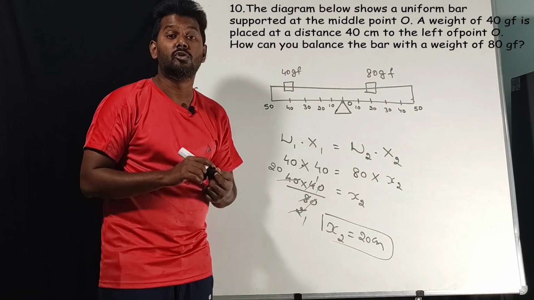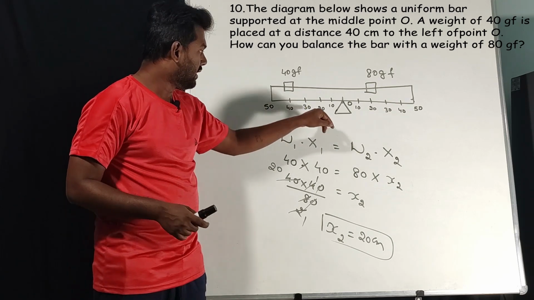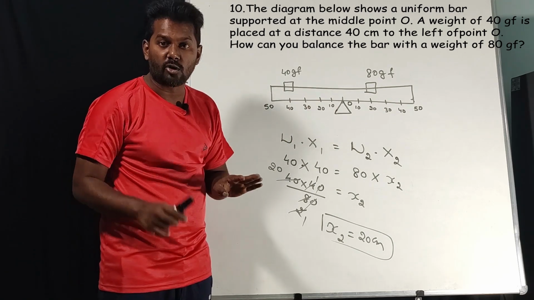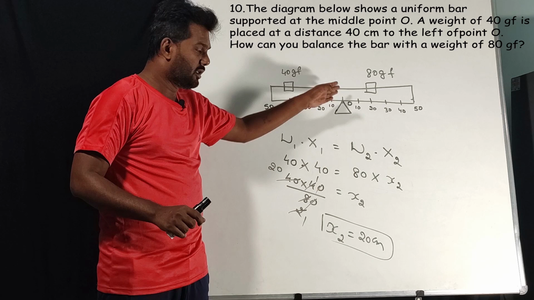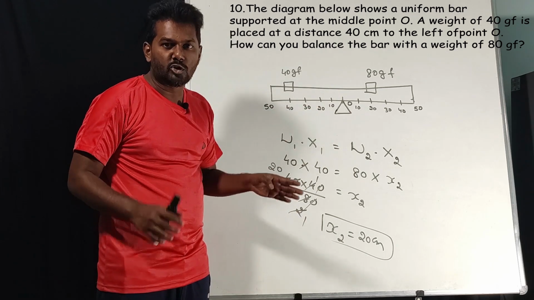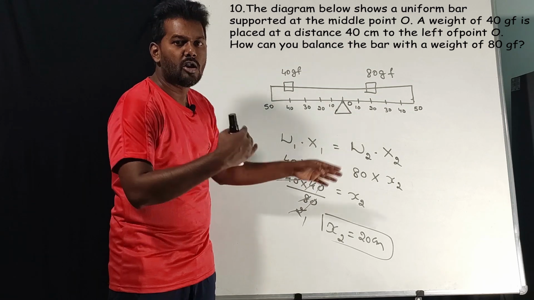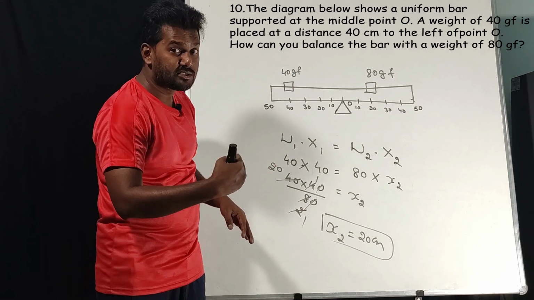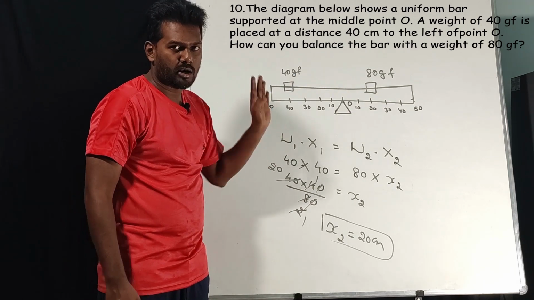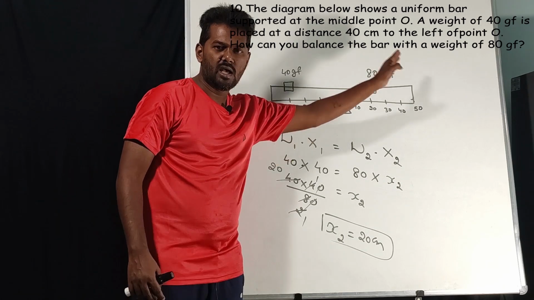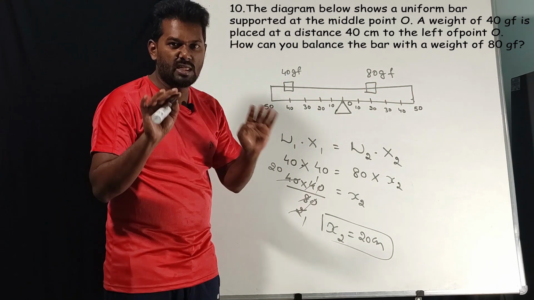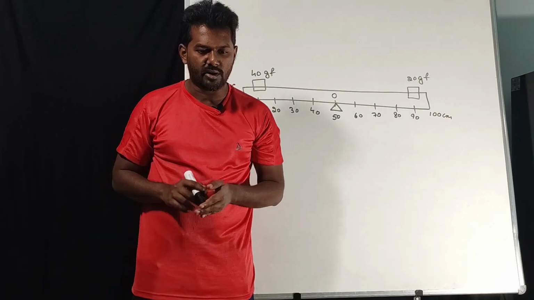So what should be the conclusion? Listen, very simple. You have to mention it properly. The weight 80 gf should be placed 20 centimeter towards the right side of the bar. You got my point? So towards the right side of the bar. That's it.